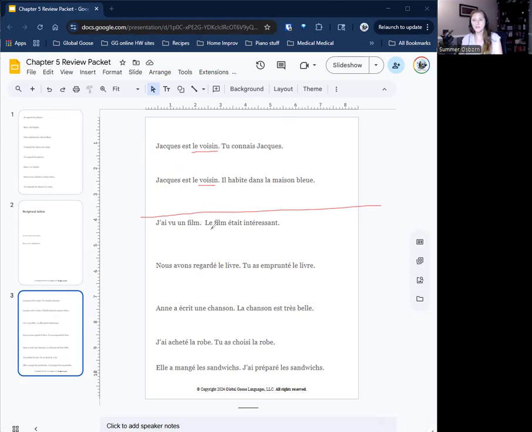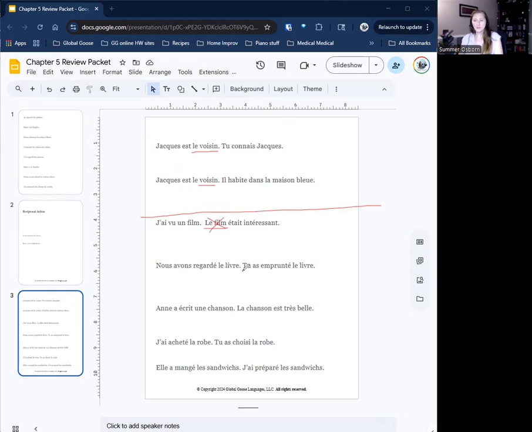J'ai vu un film, le film était intéressant. Which thing is repeated? Film. I've said film twice. Well, I don't want to do that. So I want to take that out of there. Now, from this part that I want to remove it from, it was functioning as a subject. What do I use for subject? Qui. J'ai vu un film qui était intéressant. Okay?